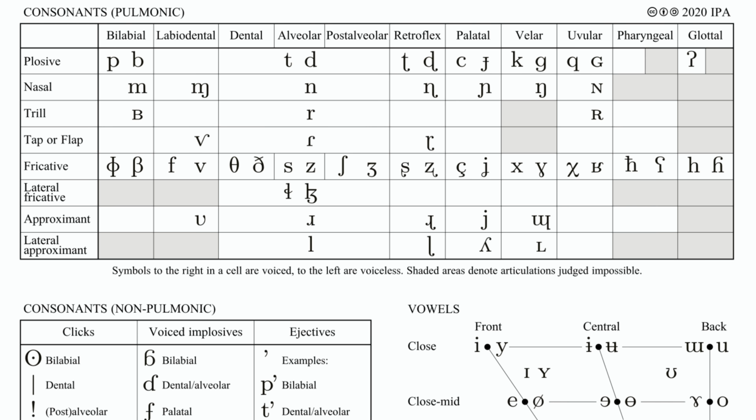Approximate is similar to fricative, but with more area between the two articulators. This is the th in this. Tap flap is where one articulator is thrown against the other. This is the R in throw. Trill is where vibrations occur between the two articulators. Trills are not used in common English, but sometimes in accents like Northumbrian.